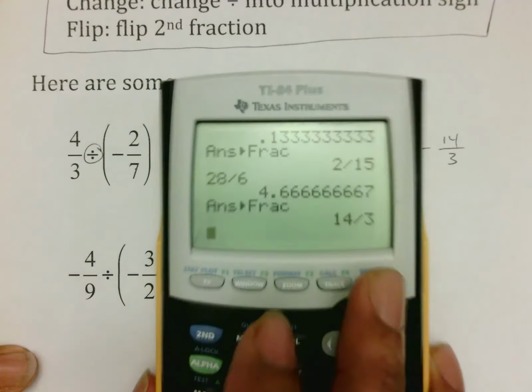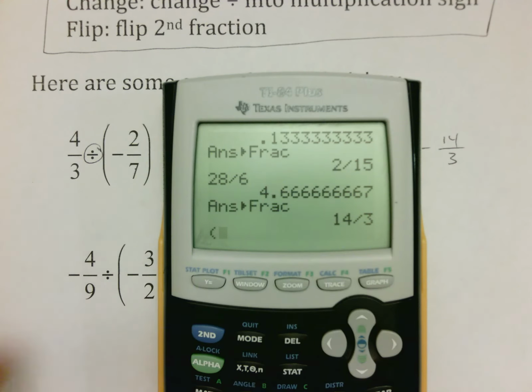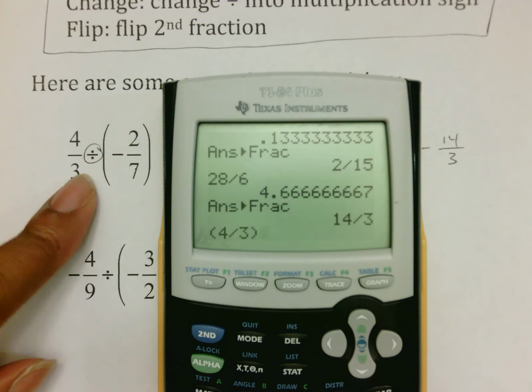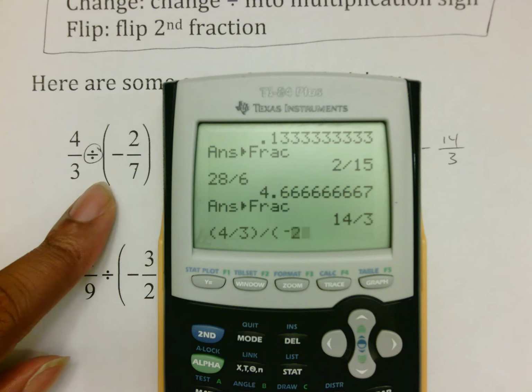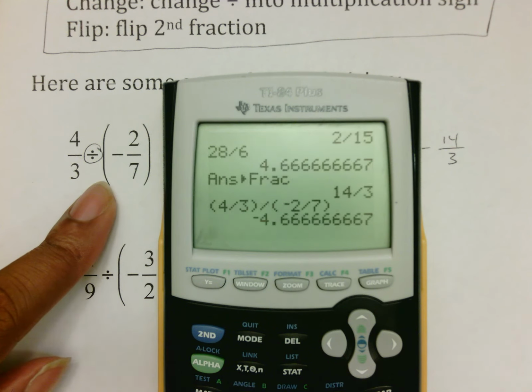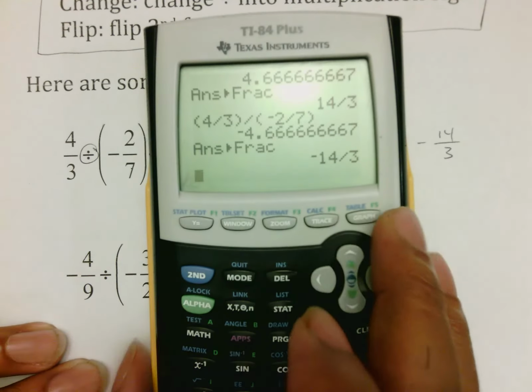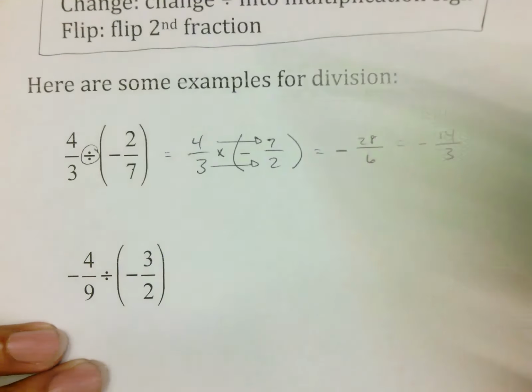But again, you can type this in using your calculator, and you might want to try it for yourself to make sure, because you're going to see questions like this. Fractions go in parentheses, so 4/3 divided by parentheses, negative 2 divided by 7, close it, math, enter, enter, and notice your answer, negative 14 over 3 is what we're looking at over here.